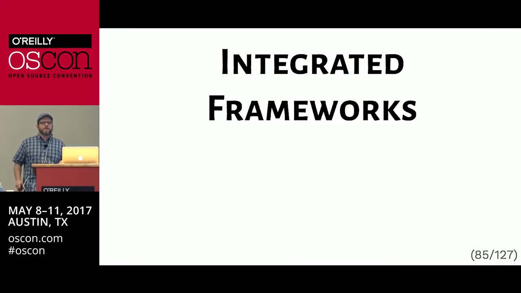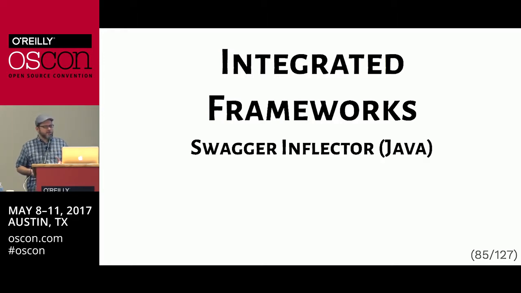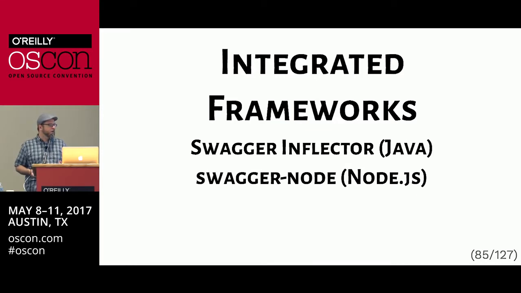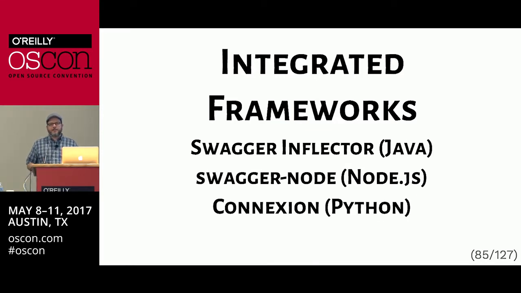So like I said, there are some servers that are just one time, but then there are some others that are fully integrated, and so these have first-class Swagger support. And so there are kind of three big ones. There's Swagger Inflector, which is a Java framework. There's Swagger Node, which is a Node framework. And there's one called Connexion, which is a Python framework. And that's the one we're going to be looking at a little bit later.